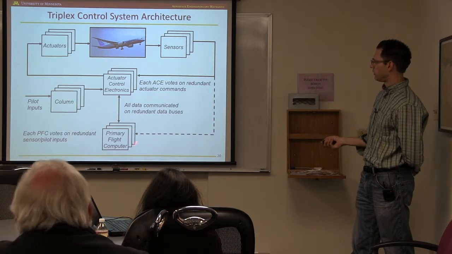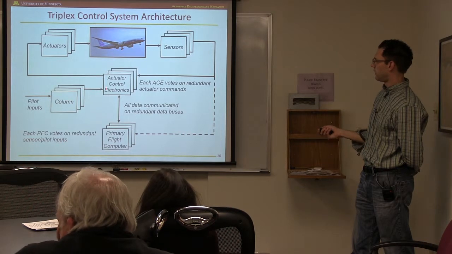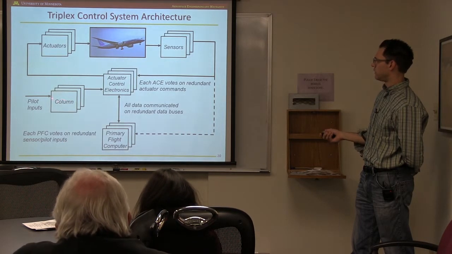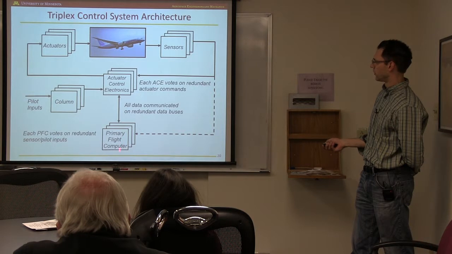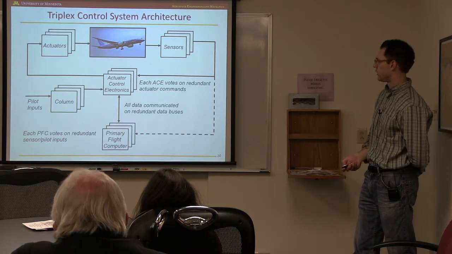All the computers are replicated multiple times. There are data buses that are replicated multiple times. There's also something interfaced between the pilot and the computer, because if you lose all the computers, the pilot can still fly the plane through some other loop. And so there's lots of extra complexity.